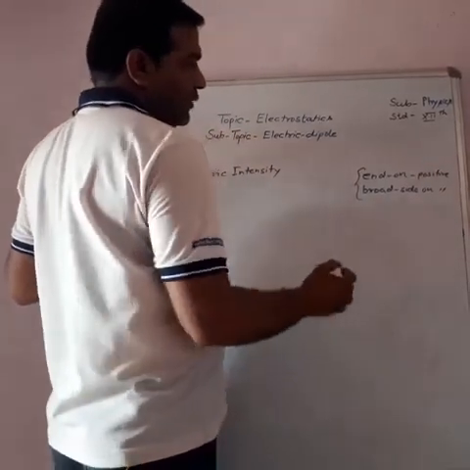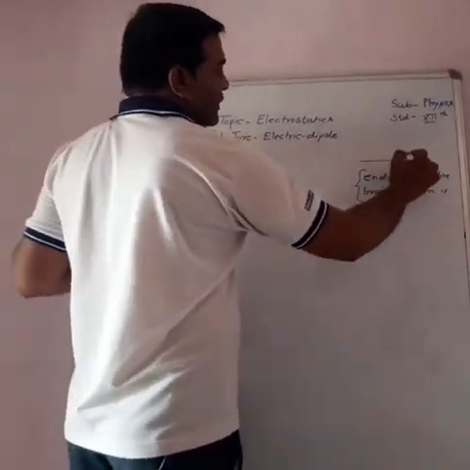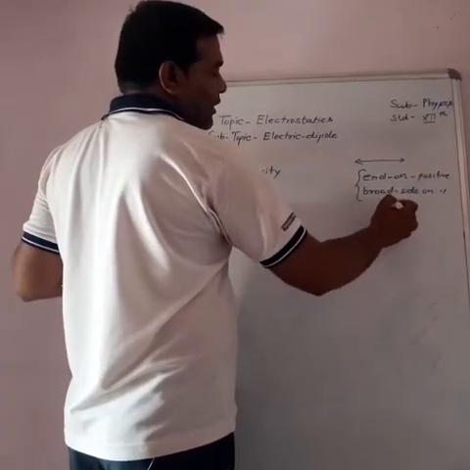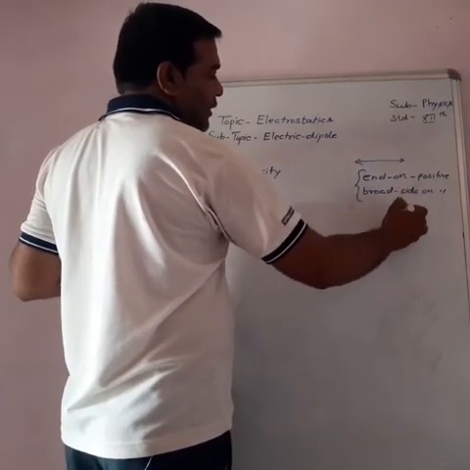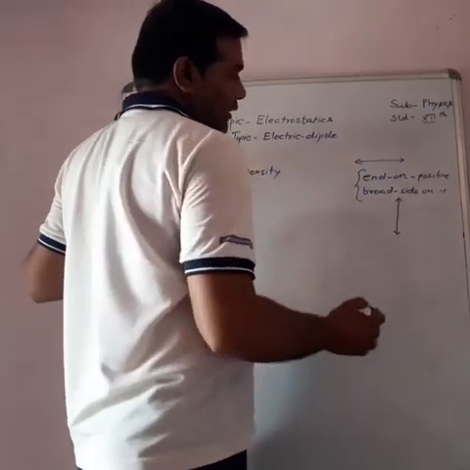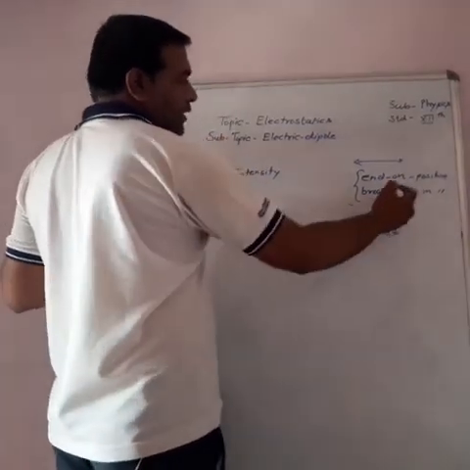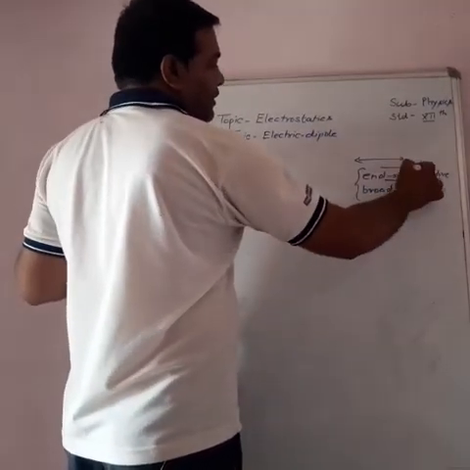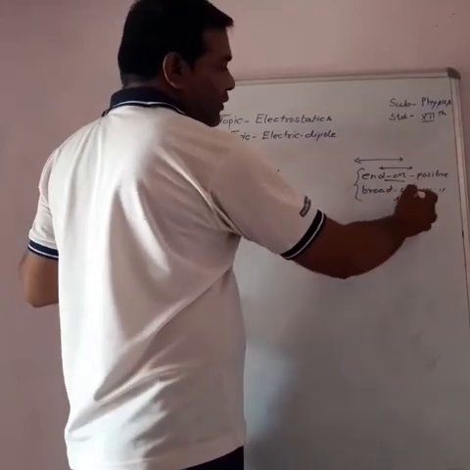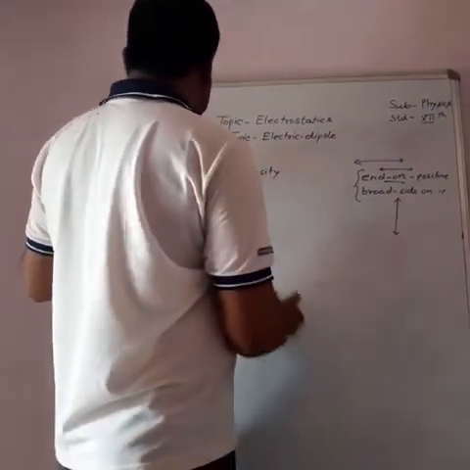End-on position means on the x-axis and broadside on position means on the y-axis. In other words, we can say end-on position is horizontal and broadside on position is vertical.